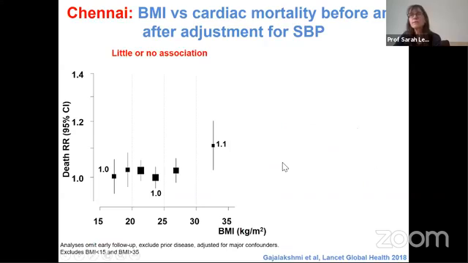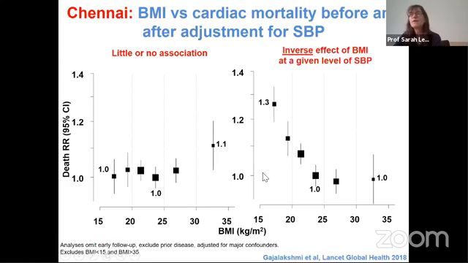And so just to put that in perspective, what that means is that at any given level of systolic blood pressure, there's actually an inverse association in this South Asian population between BMI and cardiac mortality. So that's among people in Chennai, in Tamil Nadu.